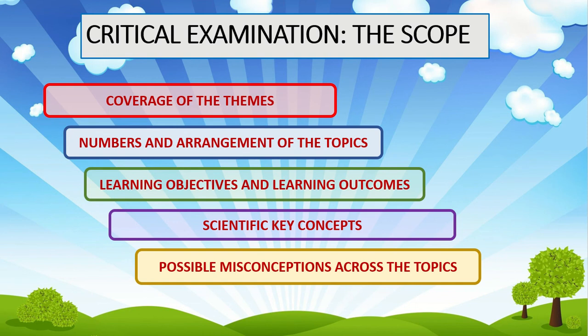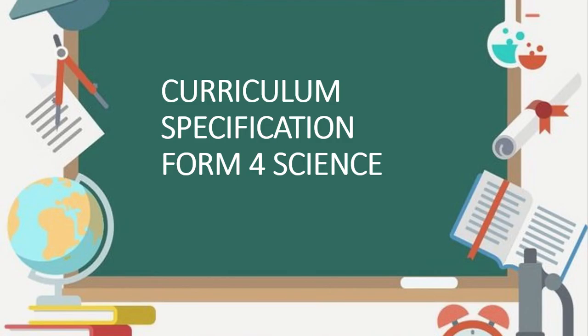The scope for critical examination will be coverage of the theme, number and arrangement of the topics, learning objectives and learning outcomes, scientific key concepts, and possible misconceptions across the topics. Next, we'll look at the curriculum specification for Form 4 Science. For your information, the topics selected for this curriculum specification will be quite the same as the Japan topics for the Japan curriculum.